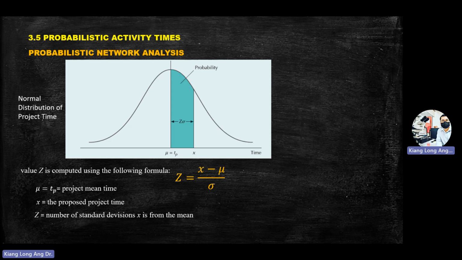Okay. So mu, again, mu is the project mean time. Just now we learned how to find the mean already. Mean is (a plus 4m plus b) divided by 6. X is the proposed project time. So the question will ask you either what is the proposed time, or it will be given. Once it is given, you can find your Z.